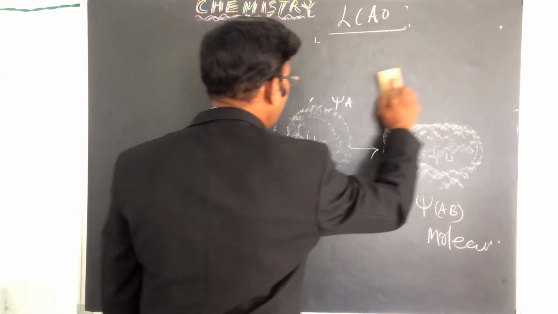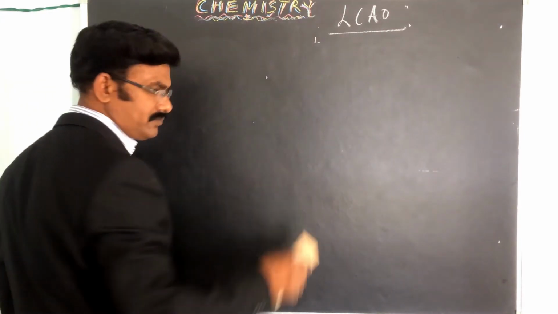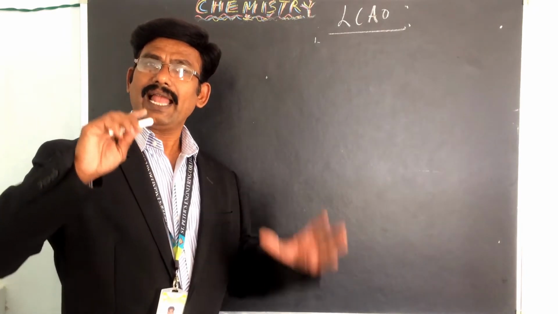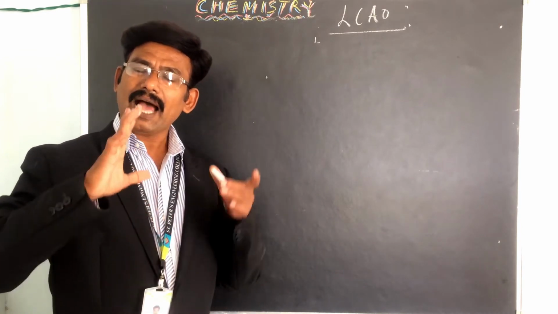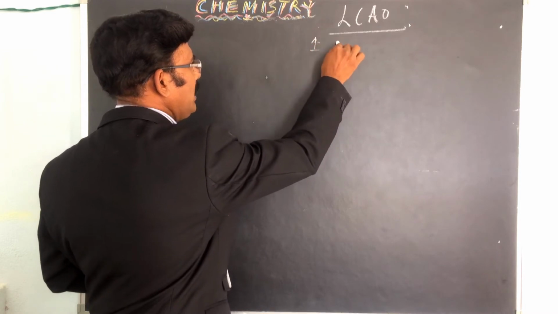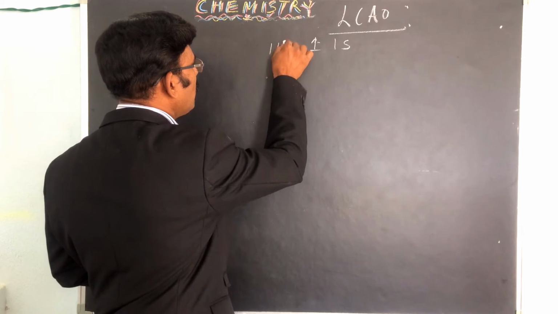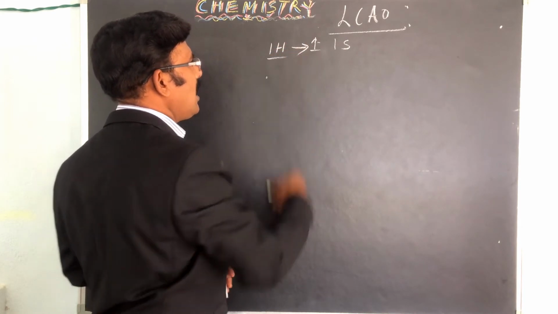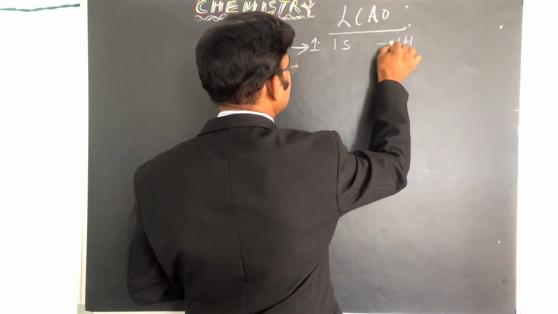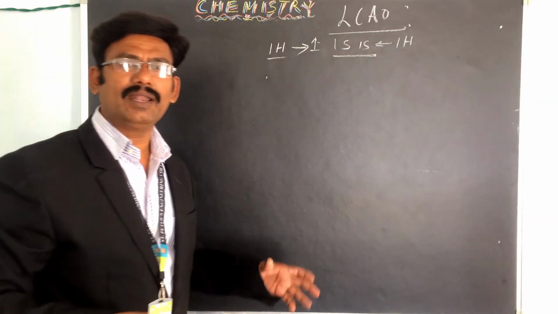Psi A and psi B. So what is the diagram? We can see this one. That energy level we have to see. In a hydrogen atom, how many electrons are there? Only one electron, that is the 1s. One hydrogen is having the 1s, and another hydrogen is also 1s. So 1s and 1s.